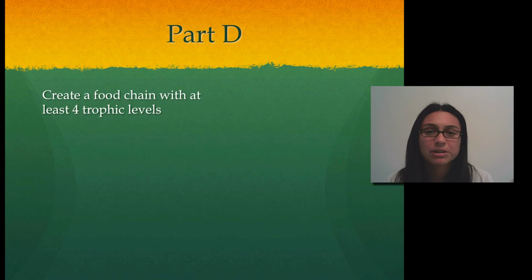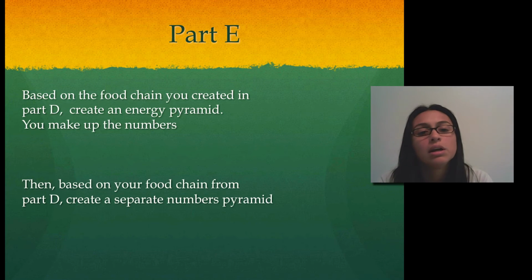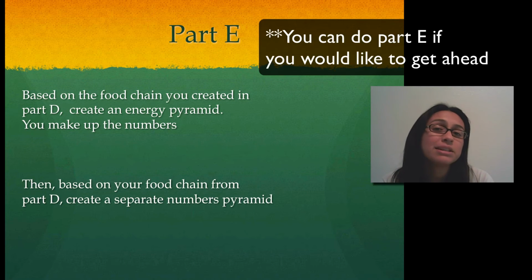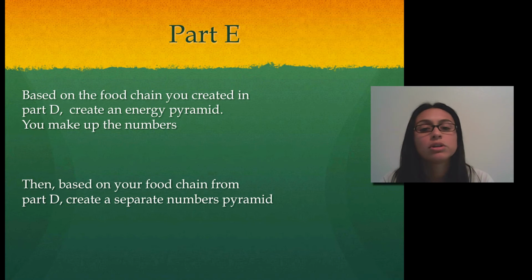I'd like you to find pictures of plants and animals from your biome and then put them together, put the arrows, and do it that way. Alright, part E. Based on the food chain that you created back in part D, you're going to create an energy pyramid. There are different features in Word, PowerPoint, and even in Prezi and Glogster where you can actually create a pyramid, and then you fill in the numbers.